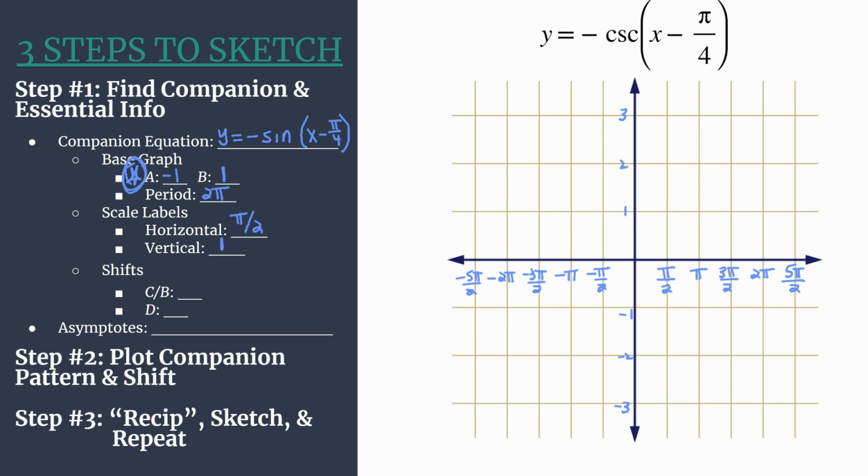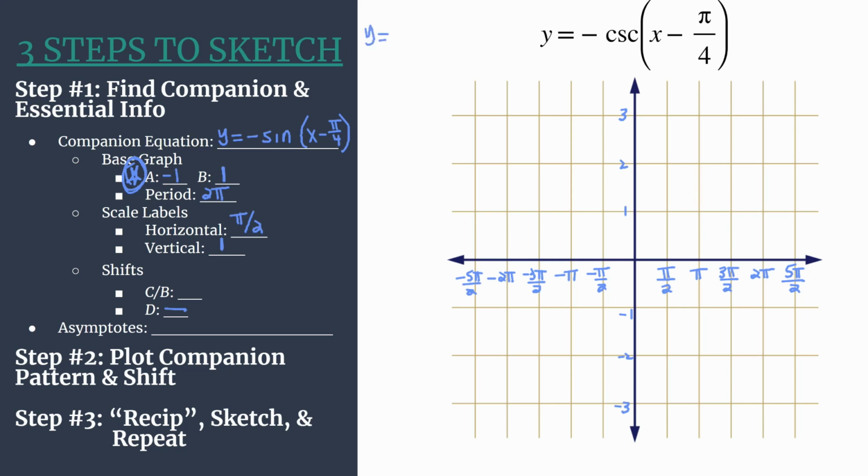So C over B will give us our horizontal or phase shift, and D would give us our vertical shift. So we'll go ahead and say we see nothing out past the parentheses, to the right of the parentheses. There is no vertical shift in this particular equation, so we don't have that to take care of. You do want to take some care when you calculate C over B.